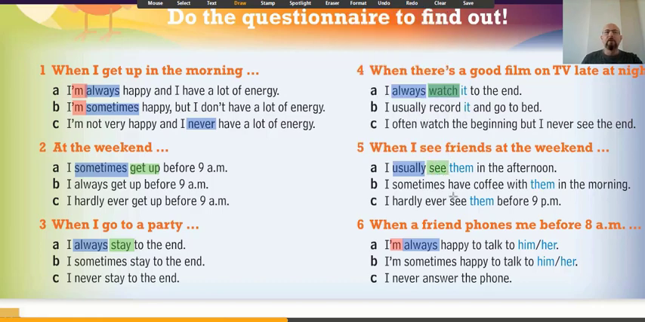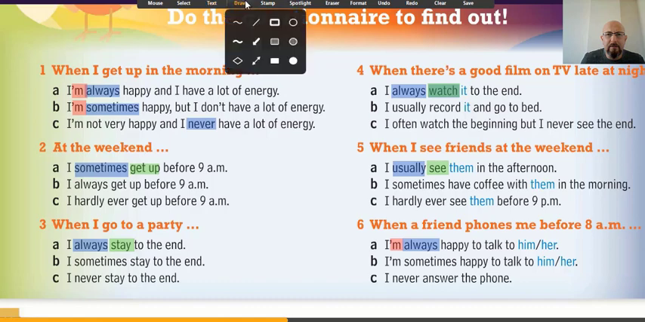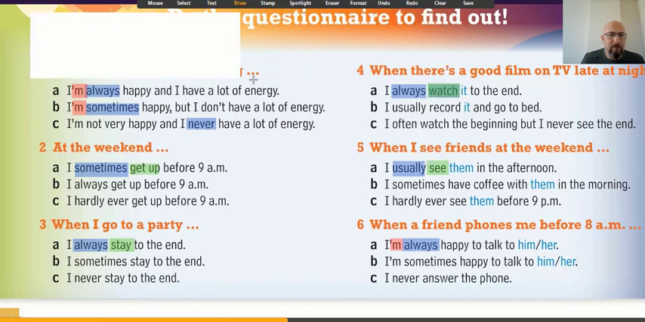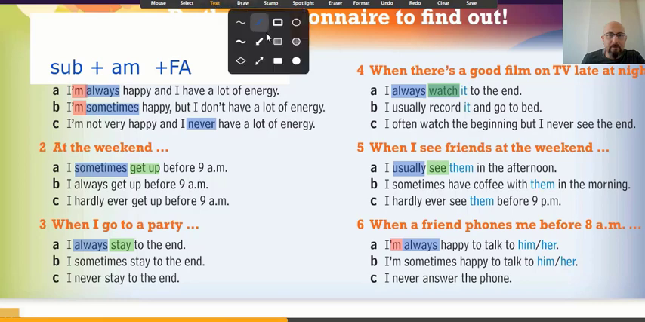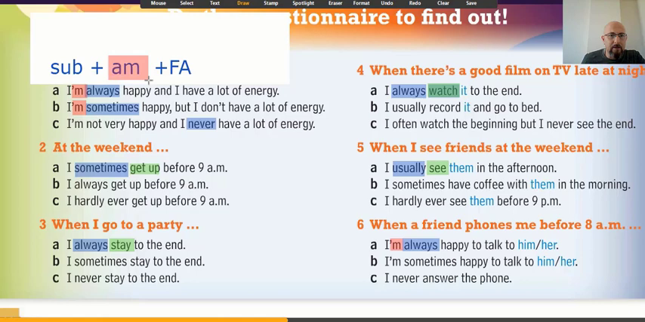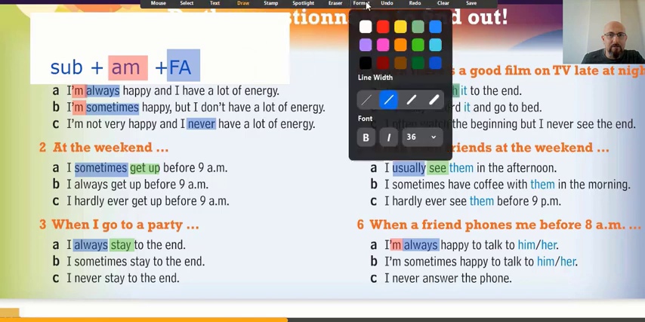Let's go back and make the color. See is the verb. So as you can see here, when I write, I say here verb to be, of course it will be subject plus verb to be. Be means am, is, are. So here am plus frequency adverb, FA. Let's see it with red. This is the verb to be and frequency adverb here. So always frequency adverbs come after, as you can see here.